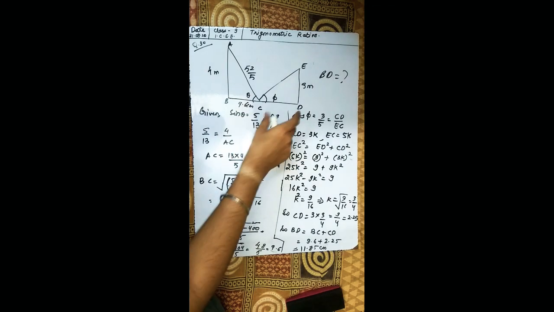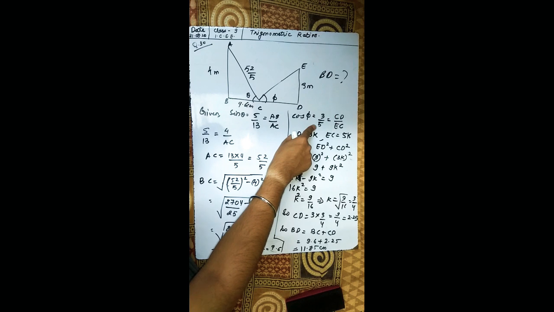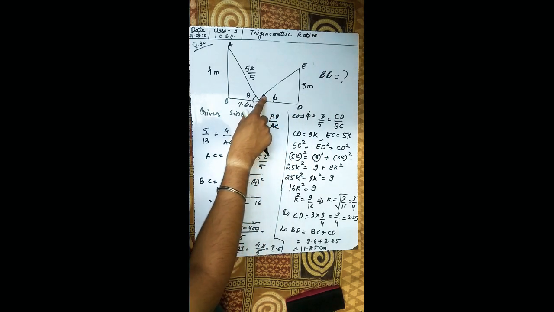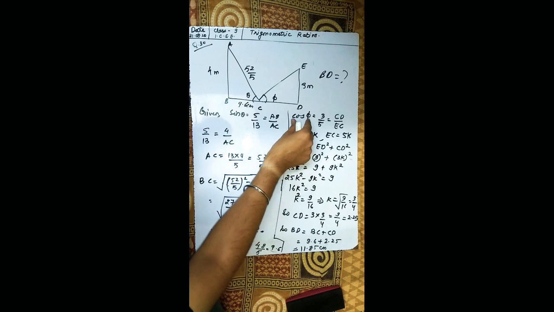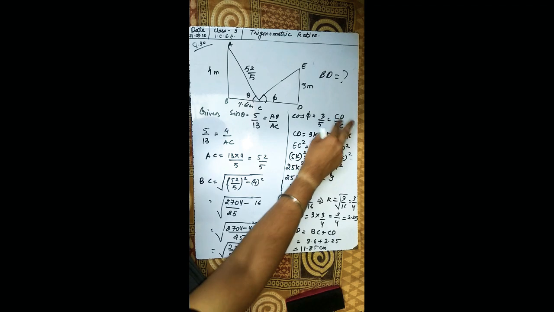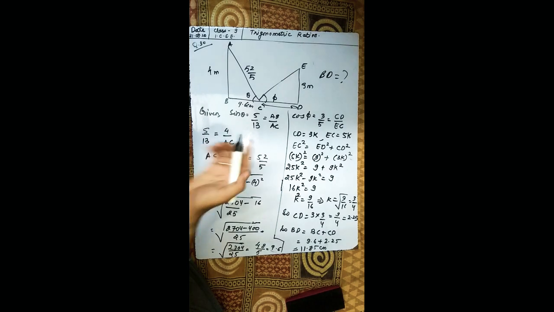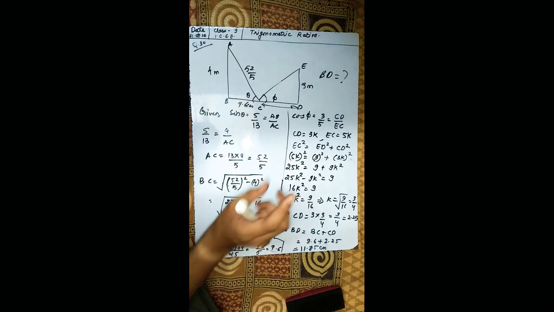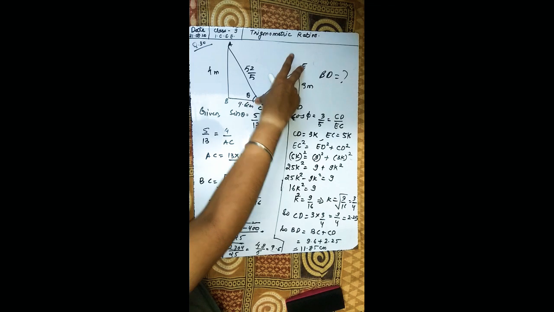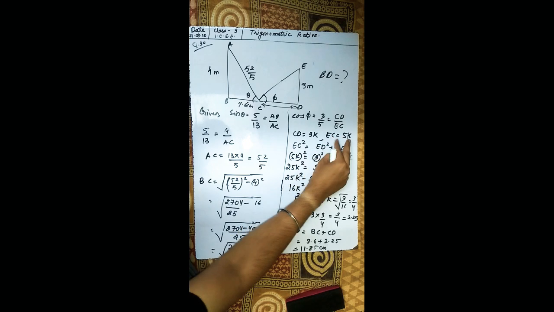Now, cos phi is given as 3 upon 5. What is cos phi? Base upon hypotenuse, that is CD upon EC. Now we need CD, and we are not given either CD or EC. As we did here, we put the value of AB and then easily got the answer. But here we have neither CD nor EC, so we have to consider CD equal to 3K and EC equal to 5K.